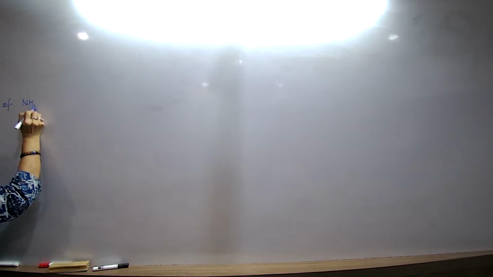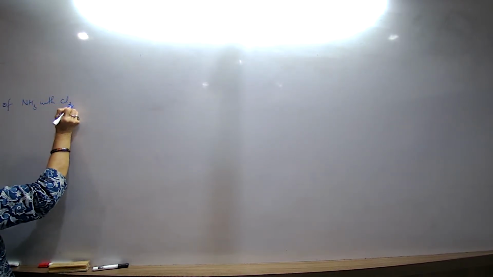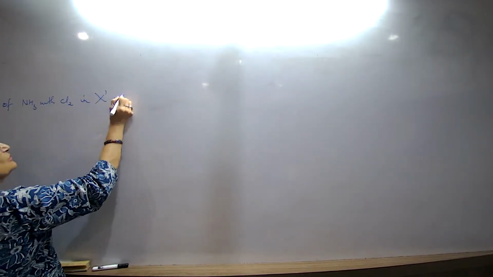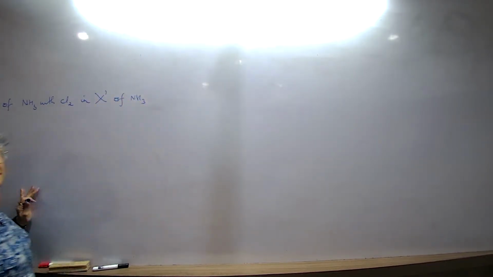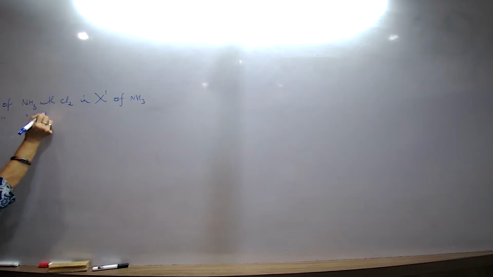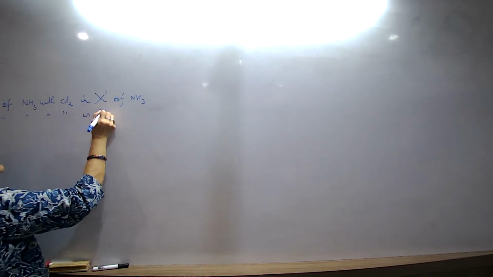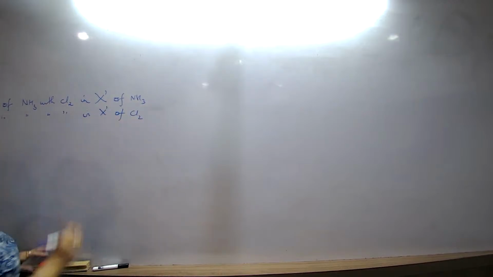Okay. Now there are two important equations that you have to remember. Reaction of ammonia with chlorine in excess of ammonia, and there is the reaction of ammonia with chlorine in excess of chlorine. Two reactions are there. Very, very important.